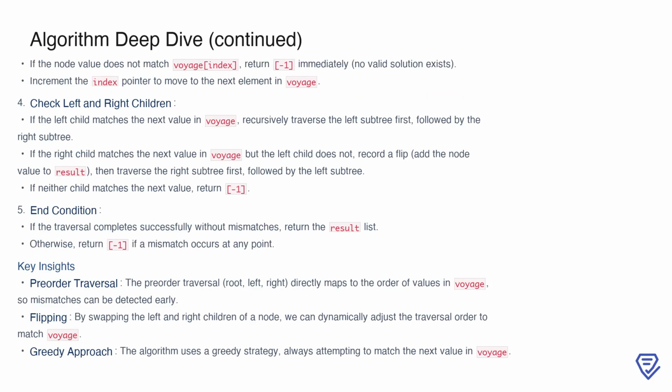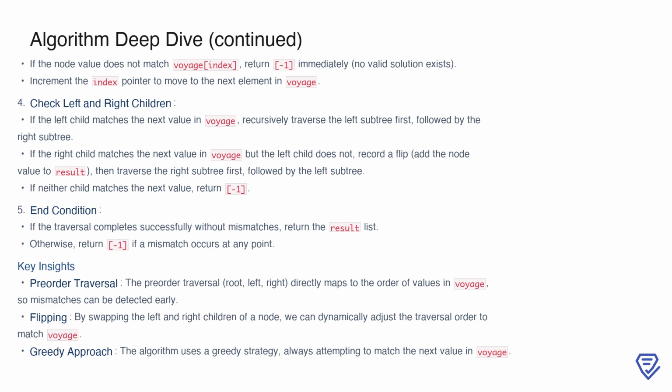Now, during the depth-first search, if the current node value doesn't match the voyage at the current index, we know there's no valid solution, so we return -1. Otherwise, we increment the index pointer to move to the next value in the voyage. Next, we check the children of the node. If the left child matches the next value, we recursively traverse the left subtree first, then the right.